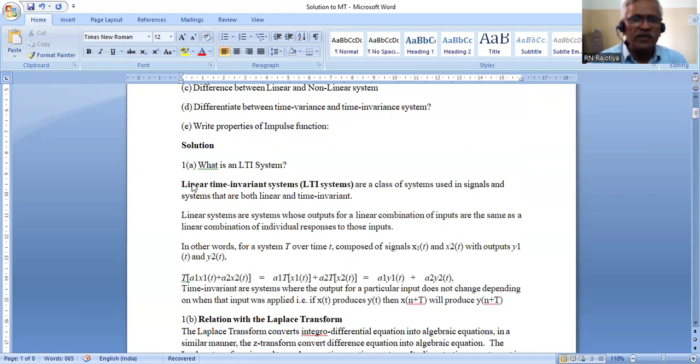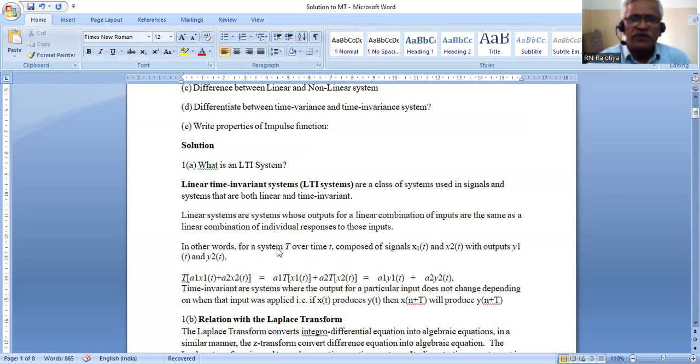LTI stands for linear and time invariant systems. So these are a class of systems used in signals and systems that are both linear as well as time invariant. Now, as we know, linear systems are those which follow the properties of additivity and homogeneity.